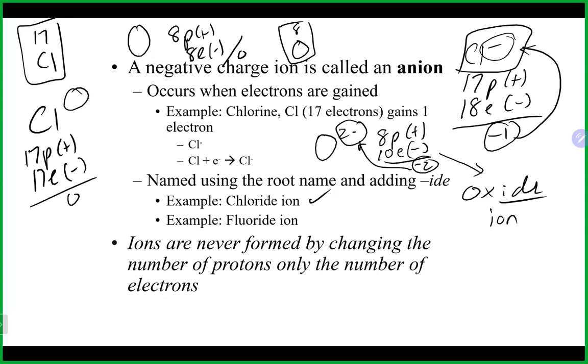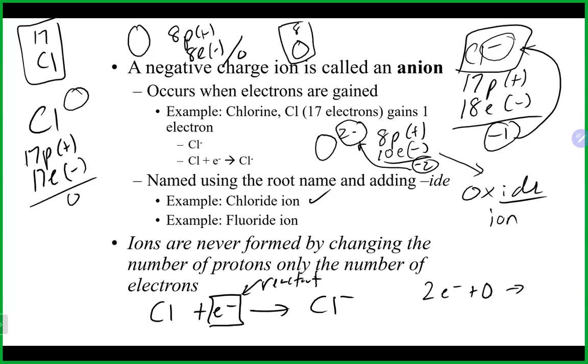We do represent it in an equation like we see here. Chlorine plus an electron will make our chloride ion. Again, it is on the reactant side when we are gaining electrons. Oxygen here will gain two electrons, and again, it's on the reactant side. So we can represent it as gaining electrons, like they're being added to whatever's there, and we put the electrons on the left-hand side of the arrow.